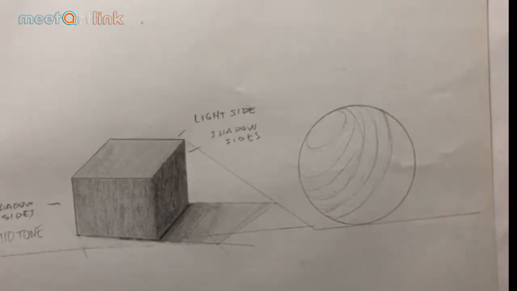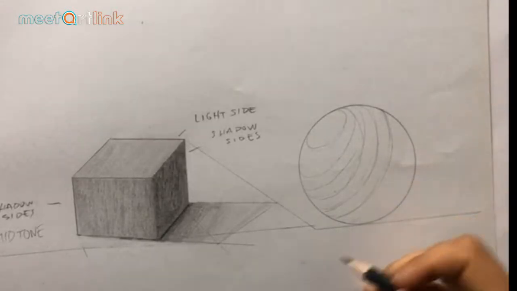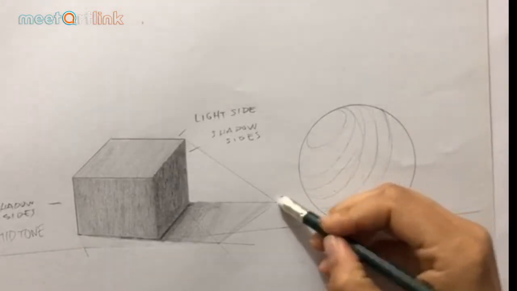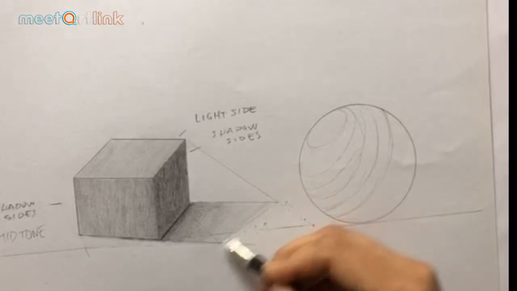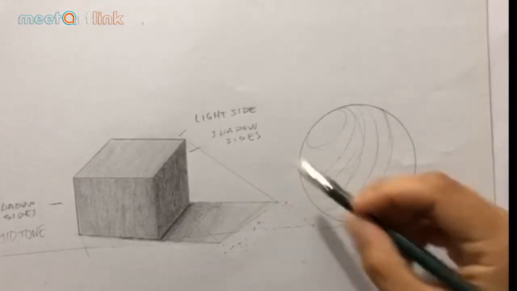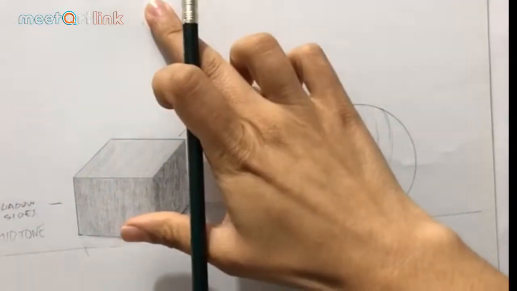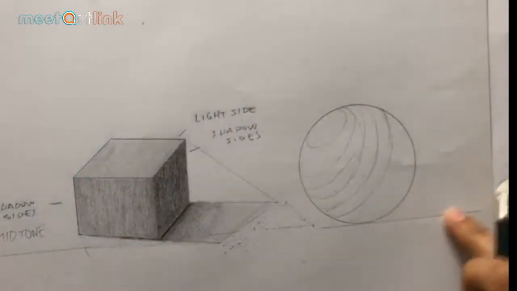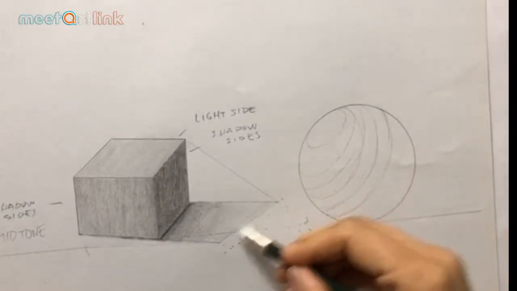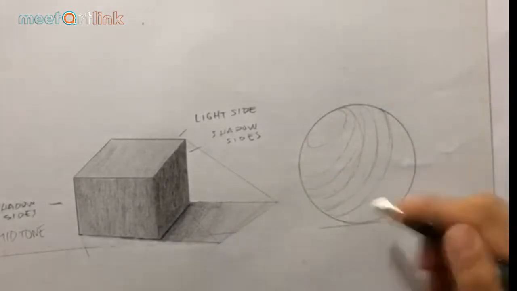And reflection light is just that: when you have an object placed on a surface, the surface can sometimes reflect some of that light. So the light that is coming from here is reflecting on this surface and hitting the object again. This is something that we're gonna be seeing a lot when we're doing our illustrations.